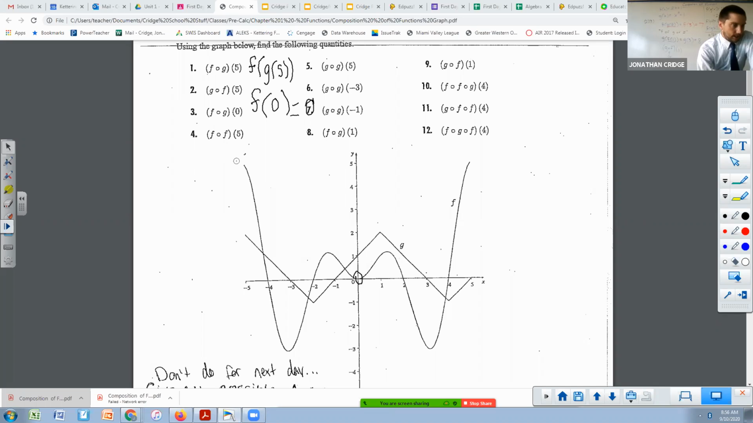Let's try number 8. So number 8 is F of G of 1. So I'm going to write it the way I like to write it, F of G of 1. So how do I do this? First thing I'm going to do is find G of 1. G of 1, so that's my mountain range graph. So 1 is my input. The output is up here. That's 2. So now I'm looking for F of 2. So now I'm on my curvy graph. So F of 2 is down here. F of 2 is 0. So that means that F of G of 1 is 0.